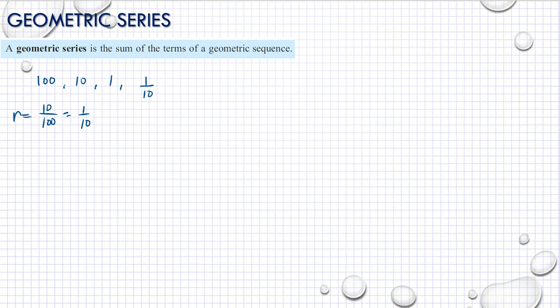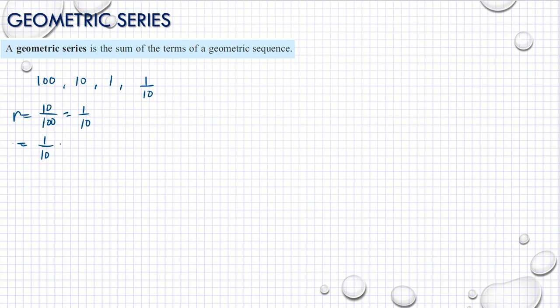And then if I'm going to divide the third term, 1 divided by 10, then I will get the same ratio. It is called the common ratio. If I can do that, then it's all right. I can consider it as a geometric progression or geometric sequence.